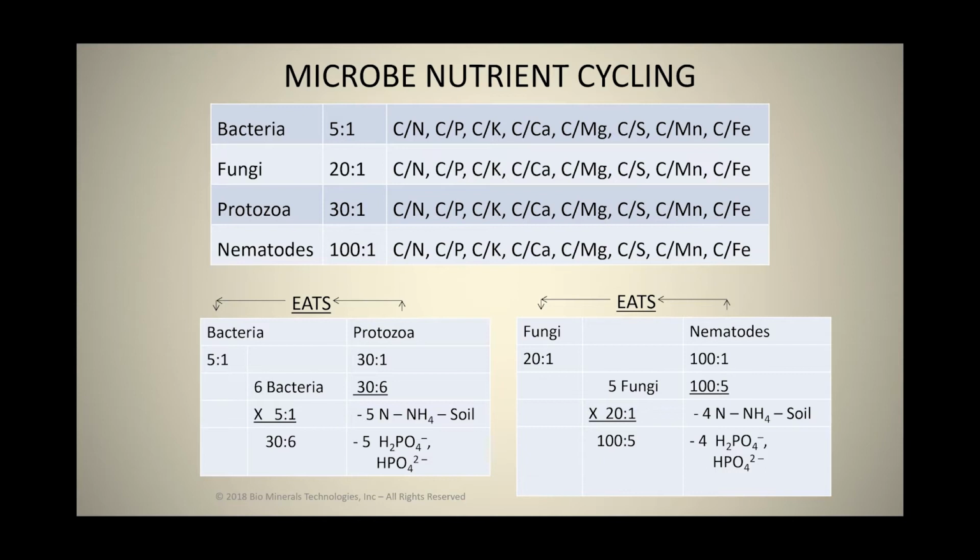Why are we not focusing on it first and foremost? Because that's the proper form that microbes put into minerals for plants to use. Nematode at 100-to-1 eat fungi at 20-to-1. To get their 100 carbons, they've got to eat 5 fungi. Can't maintain 5 nitrogen, 5 phosphates, 5 calciums, and potassiums. So they excrete the excess out in the soil as a plant-soluble form.